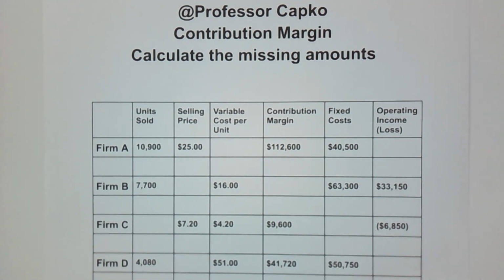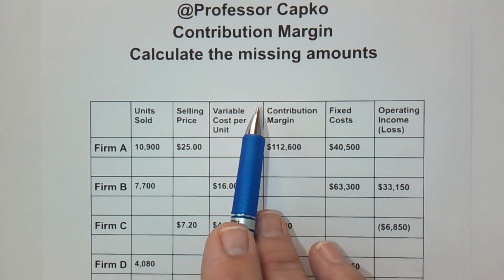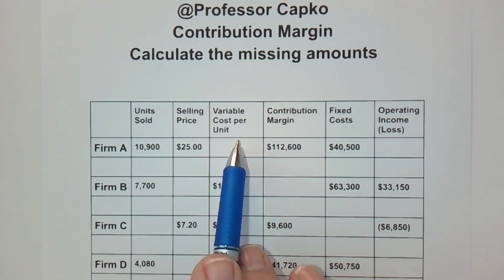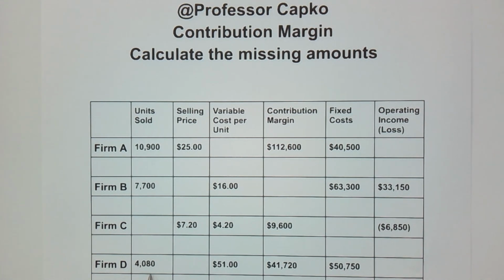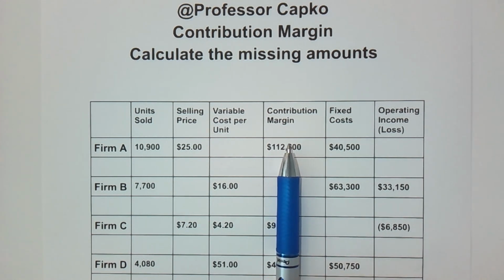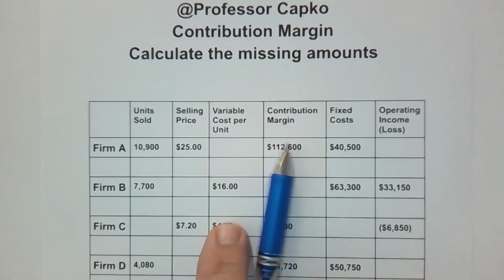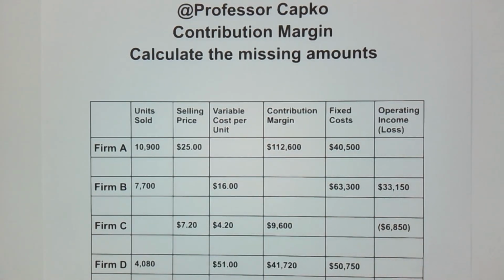In this problem, we're going to be using the concept of contribution margin to calculate missing amounts. We're given in some cases the units sold, in some cases the selling price, in some cases the variable cost per unit, in some cases the contribution margin. If you're not sure what contribution margin is, I've done some videos on that and I've got one of them linked up here. That might be a good starting spot if you are not sure of what that means.